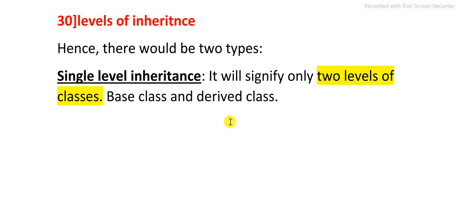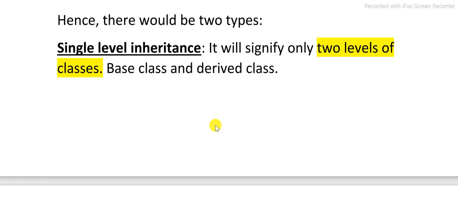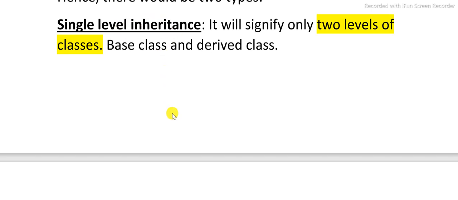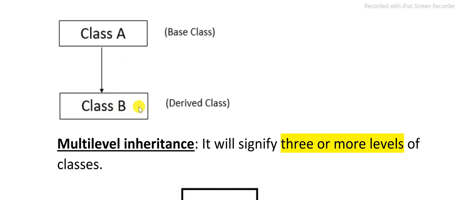Now the levels of inheritance. Hence there will be two types. In C++, there are basically many types, but here we are going to see these two only. Single level inheritance will signify only two levels of class, base class and derived class. In single level, we just have two classes. Just remember this. Look over here, class A and class B. Class B is derived from class A. So this is the parent class, and from this class B is derived, which is the child class.